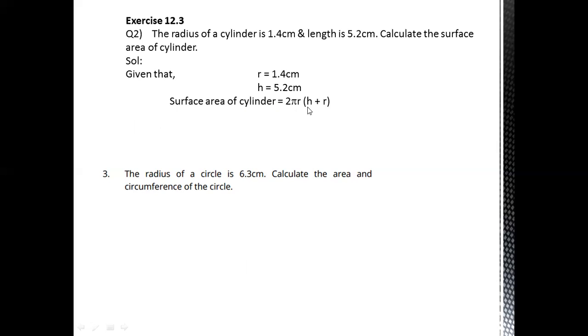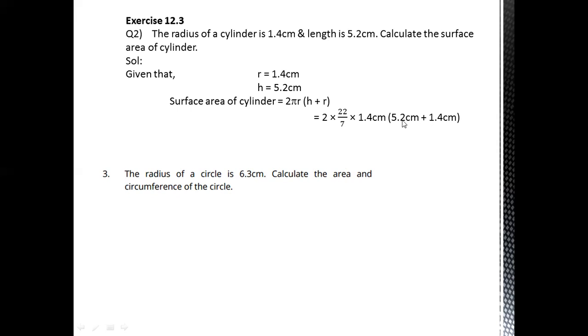This is the formula, you will memorize it. Surface area of a cylinder is 2 pi r multiply with h plus r. h is the height or the length, r is the radius. So we put the value: 2 as it is, pi is 22 by 7, r is 1.4 centimeter. Bracket means no sign, bracket means multiplication. 5.2 centimeter h value and r value.